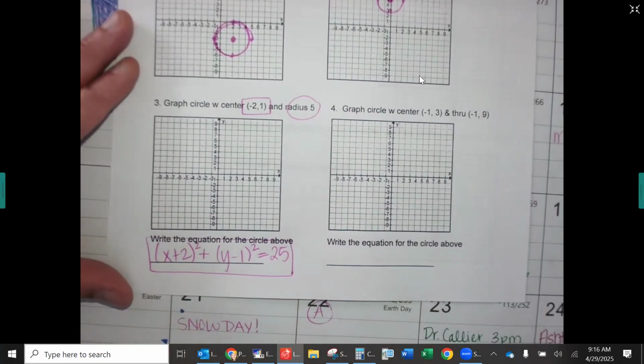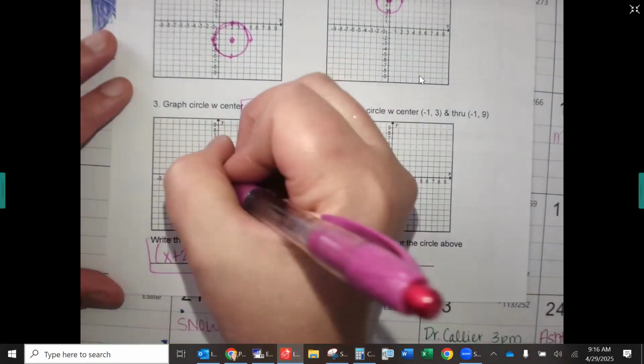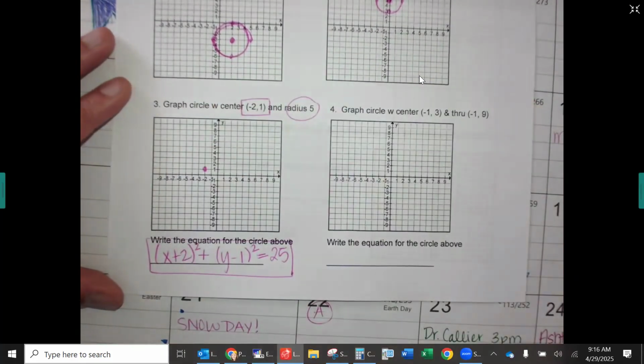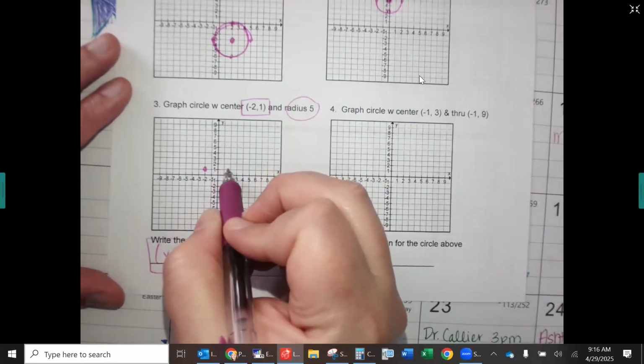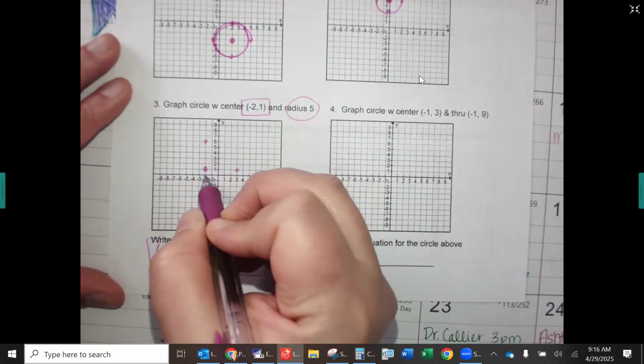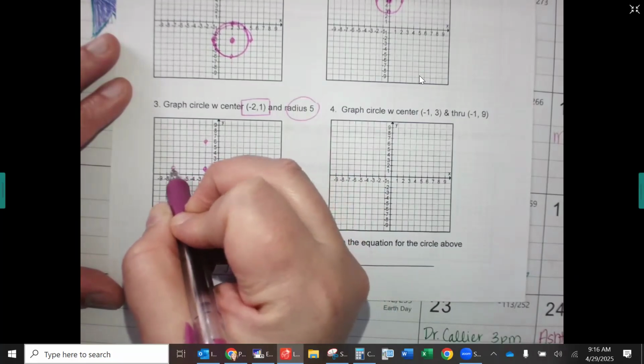Okay. Then from there, you should also be able to graph it. So -2, 1 would be here, and then you just count 5 each direction, plot your circle. So 1, 2, 3, 4, 5. 1, 2, 3, 4, 5. 2, 3, 4, 5. And 1, 2, 3, 4, 5.